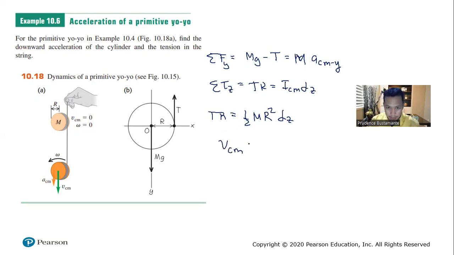Here we can use the rolling without slipping condition, which is R omega z. If you take the derivative of this one, the derivative of velocity is just equal to the acceleration, and the derivative of omega z becomes alpha z, so this is equal to R alpha z. So this is the rolling without slipping condition. So from here, the tension is just equal to 1/2 M R alpha z, after canceling R.